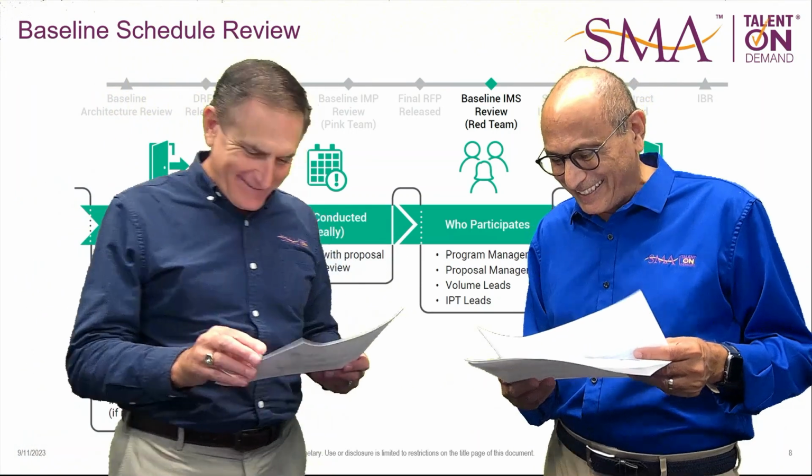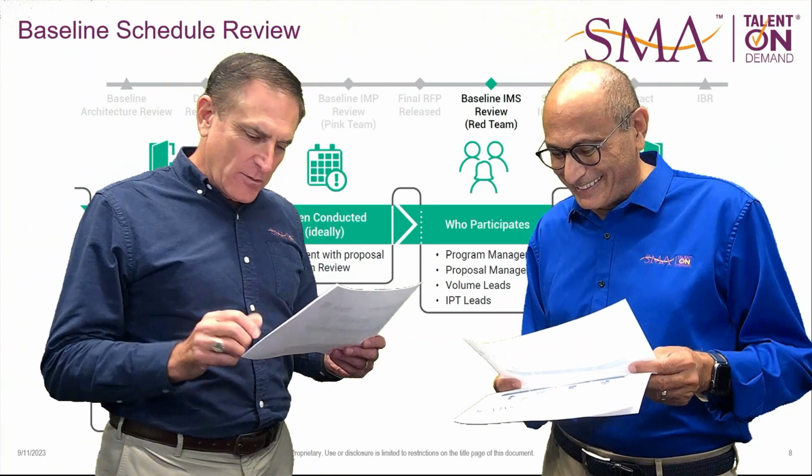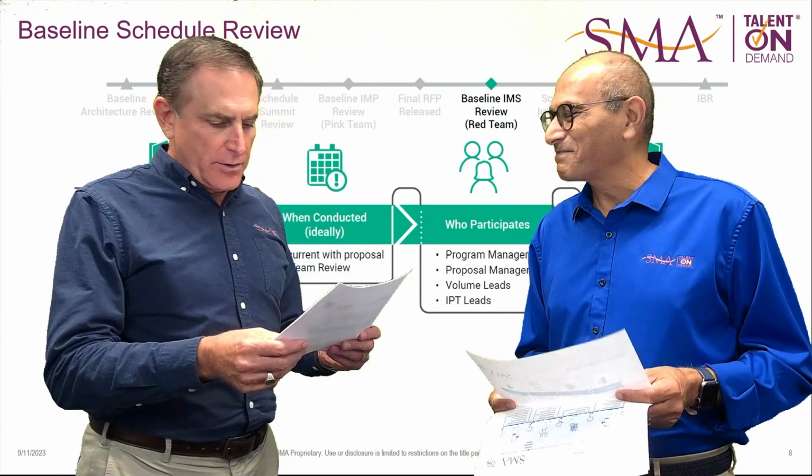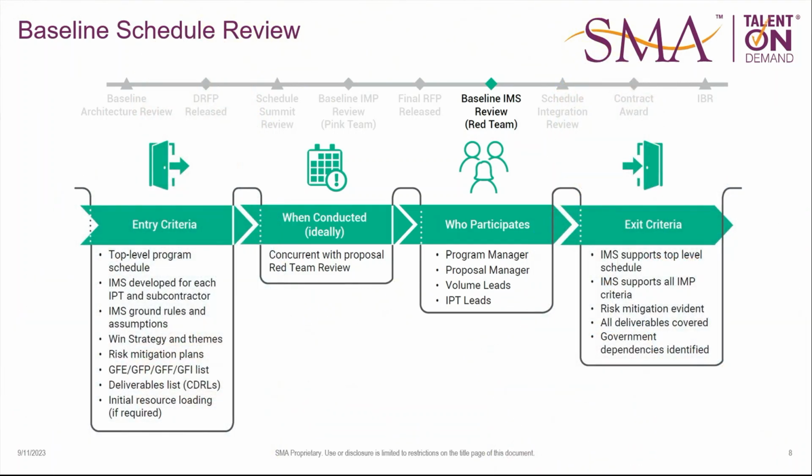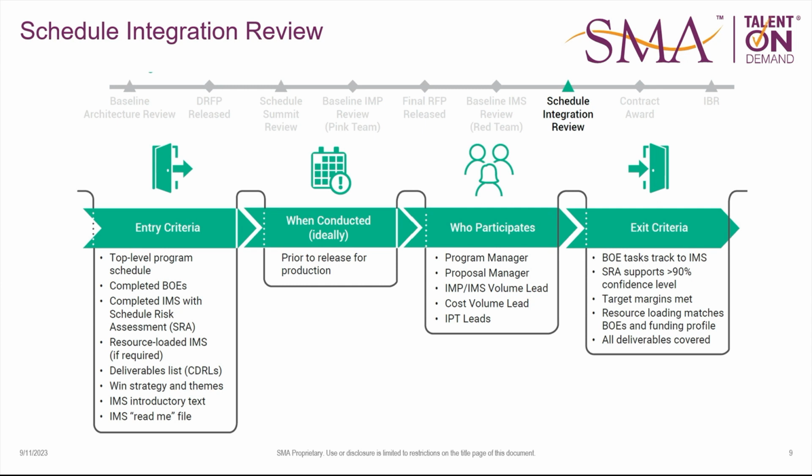I like that. And then also, you've identified all your deliverables, easily identified in the schedule, as well as your government dependencies. Cool. Now, Jacque, on to the fifth review in the process.